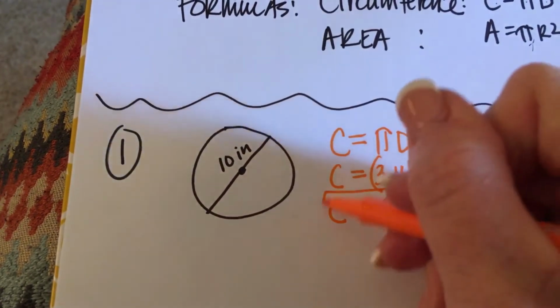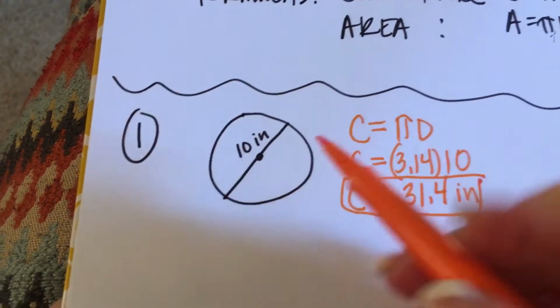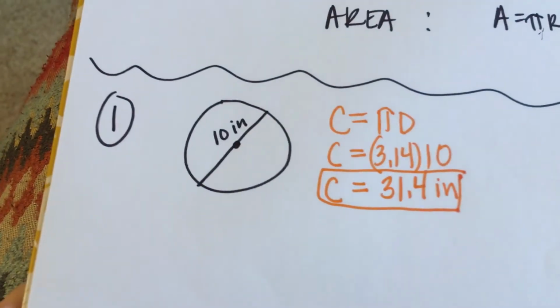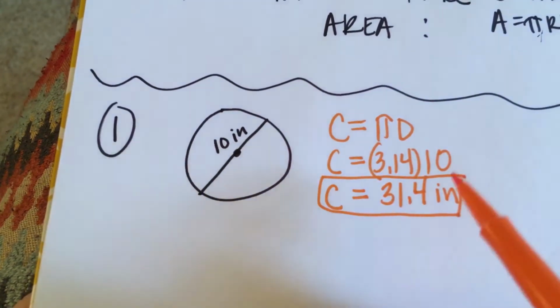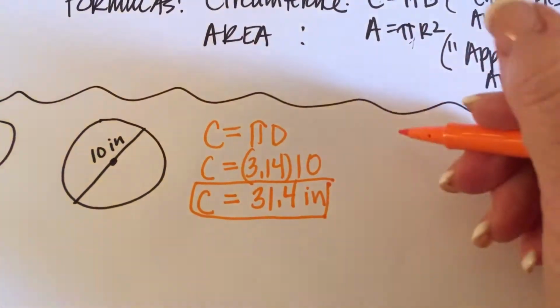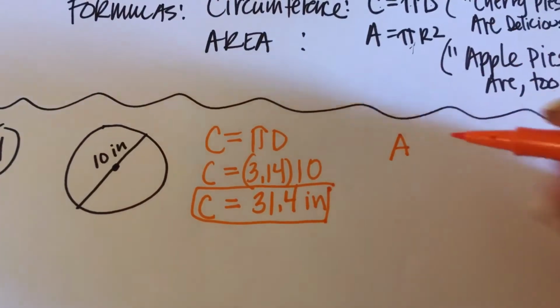And because this is a distance, just like perimeter is a distance, circumference is the distance around the outside, it's not squared. It's not the area of the inside that would have to be in squares. Okay, so now let's look at what the area would be for that circle.